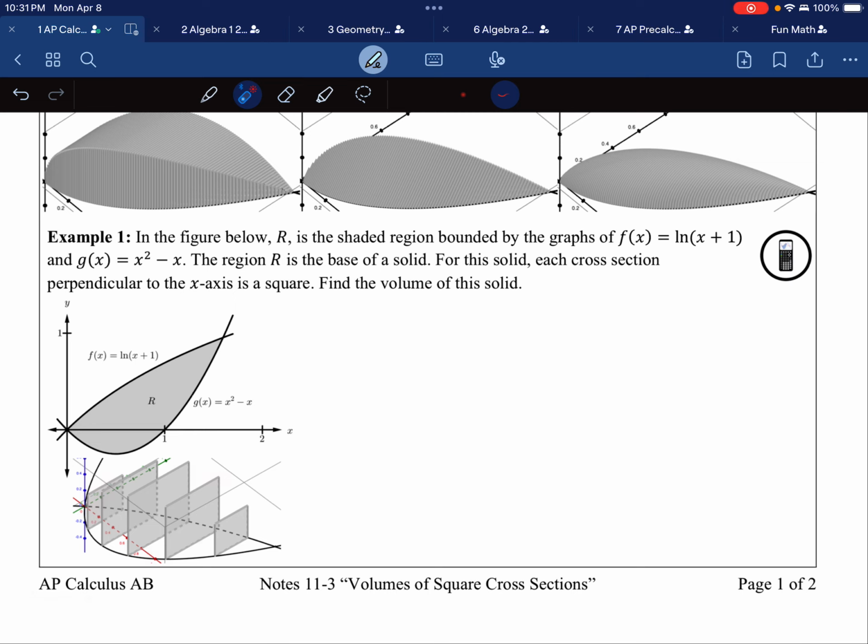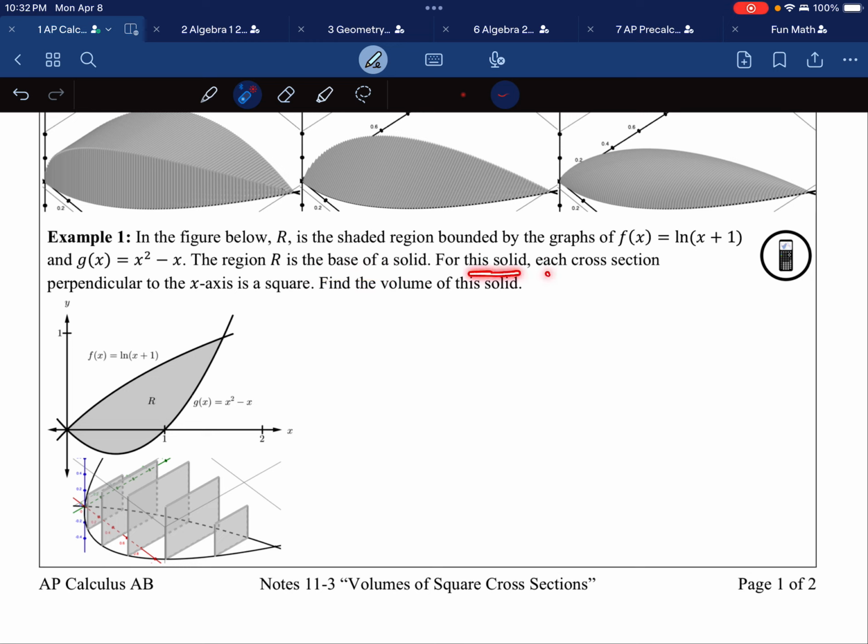And I'm showing you one picture here, but never again. Usually you're only going to see an area like this, and you have to find that volume. So let's just read in the figure below. R is the shaded region right there, and it's bounded between two functions, a top function of natural log of x plus 1 and a bottom function of x squared minus x. And it forms the base of a solid.